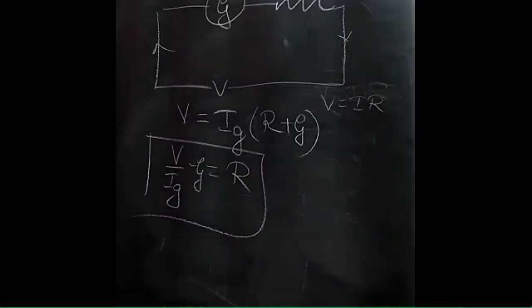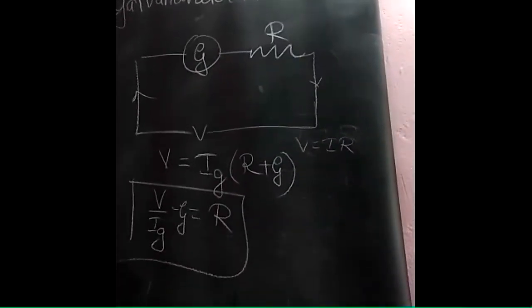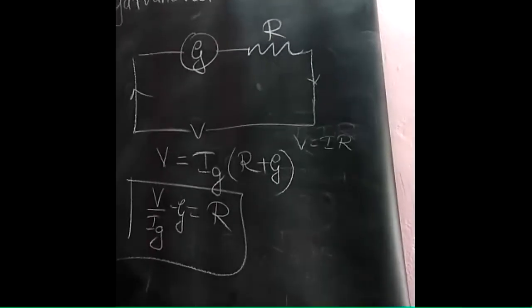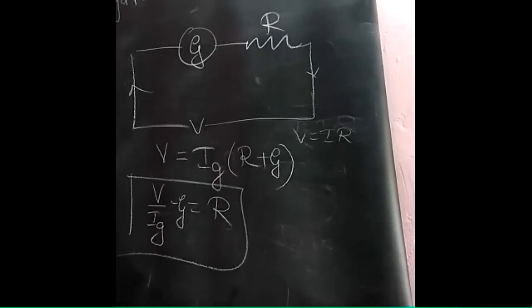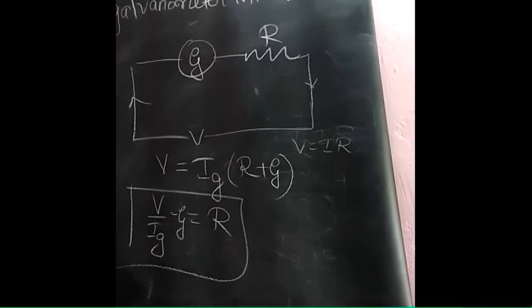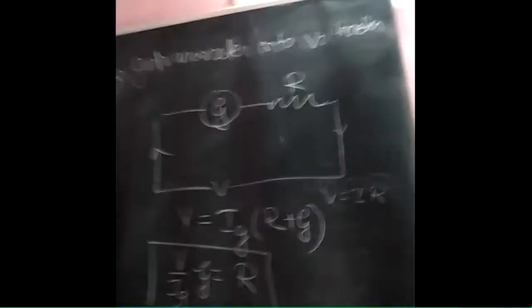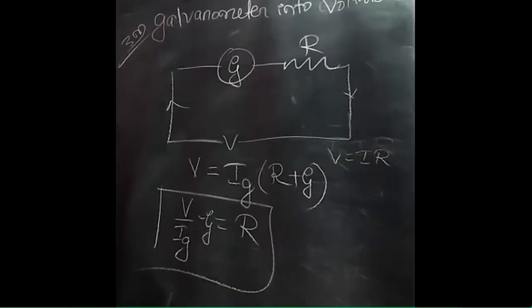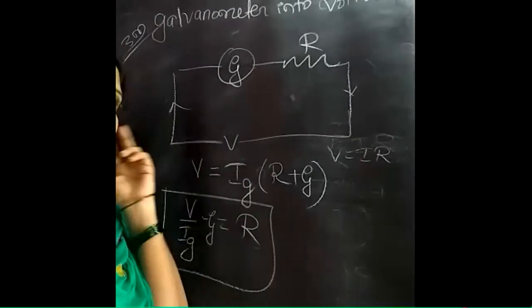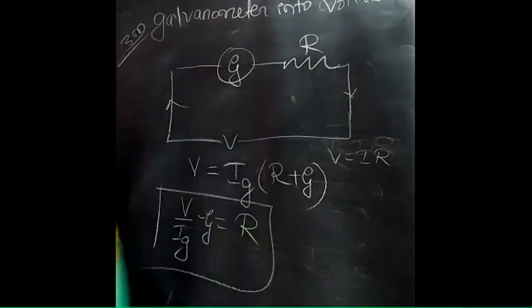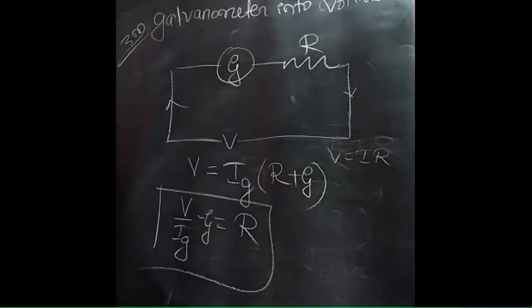Is it clear, everyone? So this is the last concept of this lesson. If you have any doubt, you can ask. Any doubt? So both these derivations are important for 3 marks. One is how to convert a galvanometer into an ammeter. The second one is how to convert a galvanometer into a voltmeter.